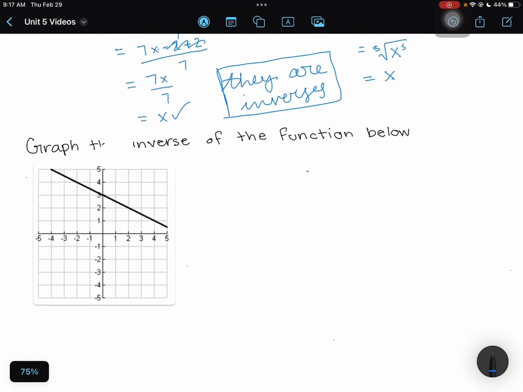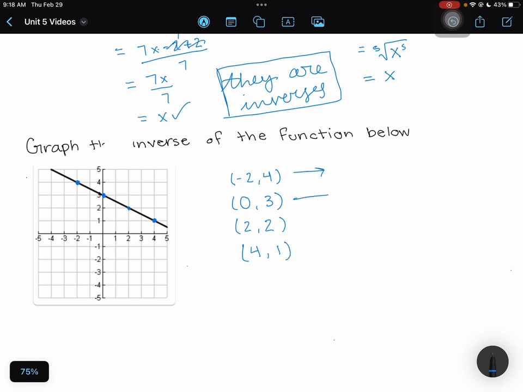Now, we need to graph the inverse of the function below. So, first, we're going to start by finding some points that are nicely on our line. So, I'm going to do those in blue. So, the first point I found was negative 2, 4. Then I had 0, 3, 2, 2, and 4, 1.